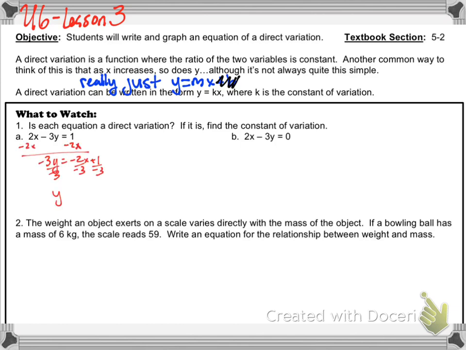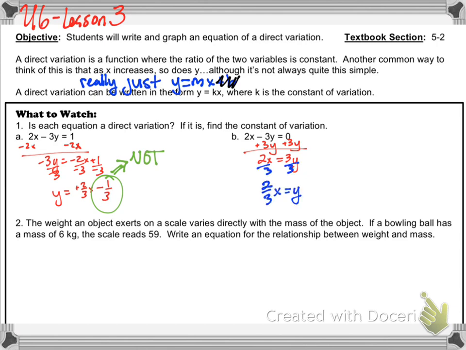So if I reformat the equation, I see that there is a y-intercept, so that is not direct variation. If I reformat this equation, I get y equals 2/3 x. There's no y-intercept. That is direct variation. It goes through the origin, and y varies directly as x. My constant of variation is the coefficient of x, which is 2/3.